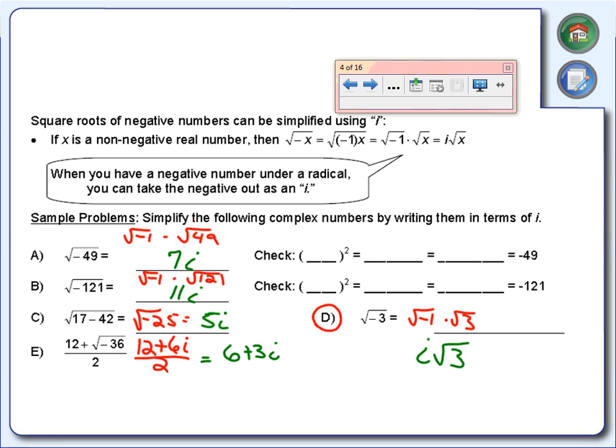Now we're only going to need to do that if it's not a perfect square. In other words, if we get a decimal, we'll leave it like that instead. Now later on, we may be able to simplify, but at this point, we're going to leave them like that. That's a whole other lesson.